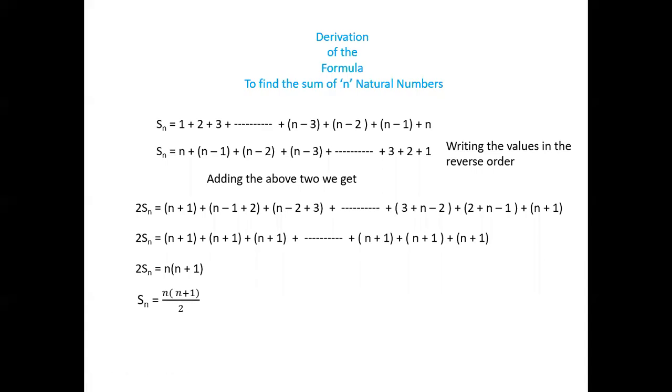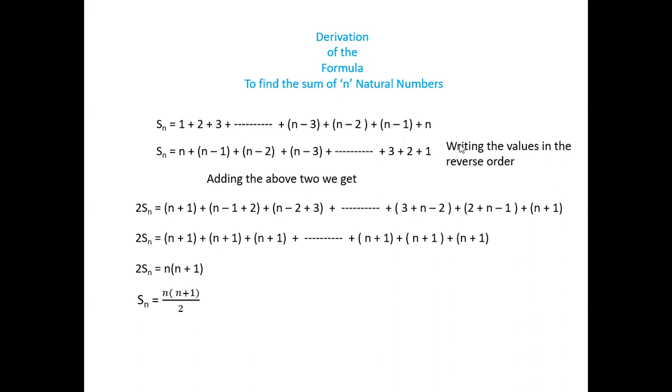Hello. Now I am going to show you the derivation of the formula to find the sum of n natural numbers. Natural numbers, as you all know, are 1, 2, 3, 4, 5, 6, etc. So, let us find the sum of them. Sum of n natural numbers we denote as Sn. So, Sn is equal to 1 plus 2 plus 3 and so on, up to n minus 3, n minus 2, n minus 1 plus n.